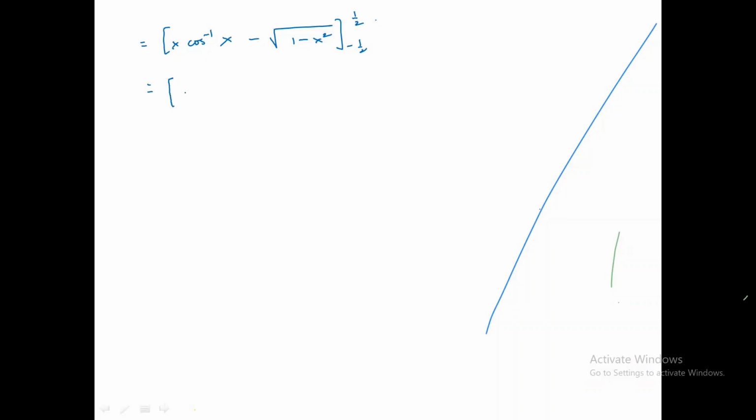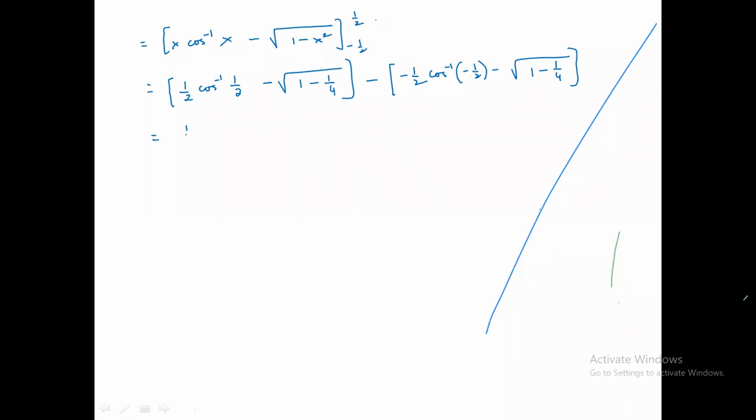First, I will put 1 by 2. 1 by 2 cos inverse 1 by 2 minus square root of 1 minus 1 by 4. So this part is over. Next, minus lower bound. Minus 1 by 2 cos inverse minus 1 by 2 minus square root of 1 minus 1 by 4. This is what I have.